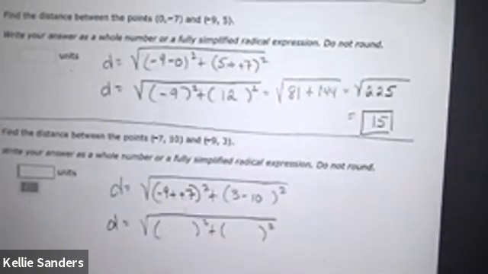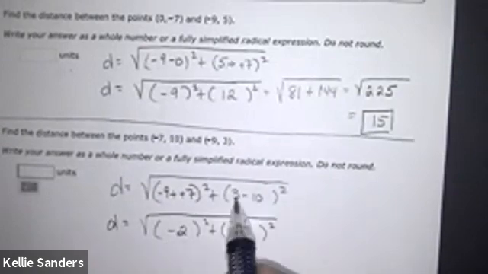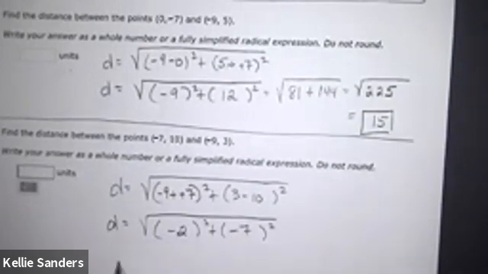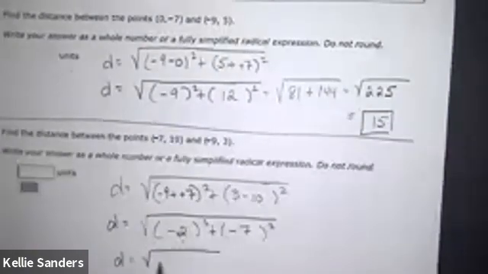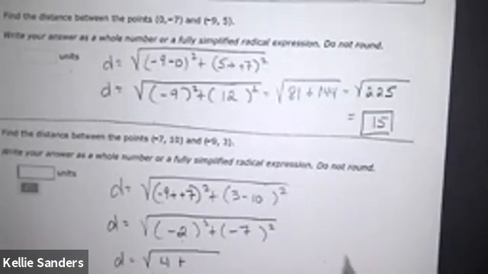Make those pluses. -9 plus 7 is -2. 3 minus 10 is -7. -2 times -2 is 4. -7 times -7 is 49.